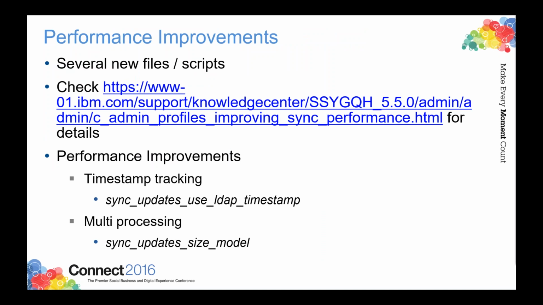A word on Connections 5.5. Connections 5.5 did some performance improvements within the TDI solutions. You can read it in the documentation. It's really well documented. There is a new thing about timestamp tracking. So TDI will only update users which were not updated in the last 2 or 3 days. So when you have a big environment with some thousand users, you can say, okay, I only want to update profiles every 3 or 4 days. So only fewer updates will happen in a day.